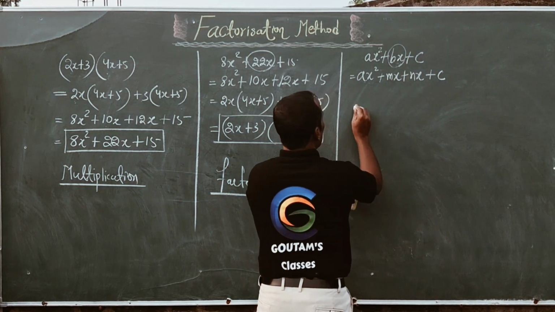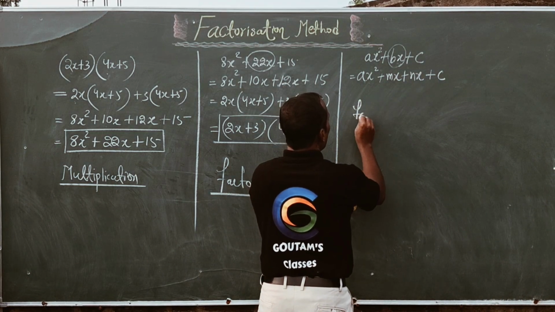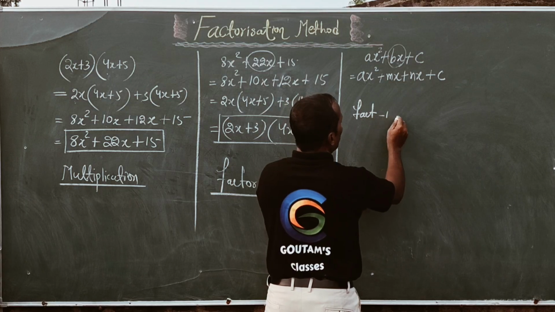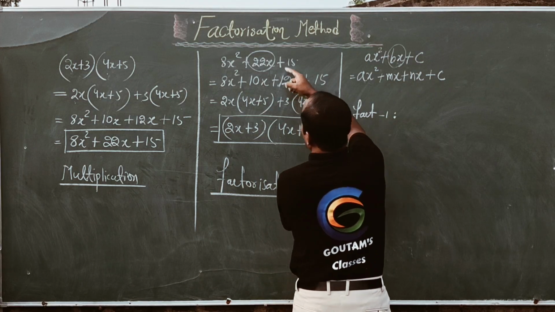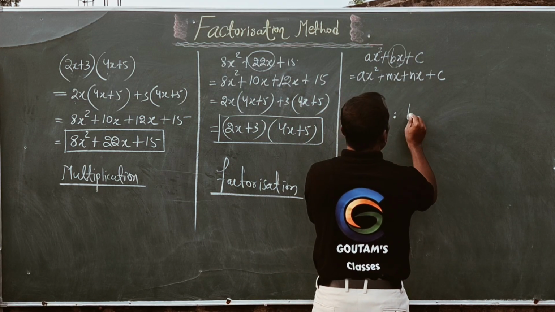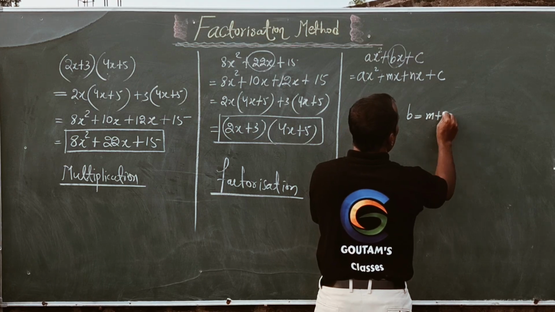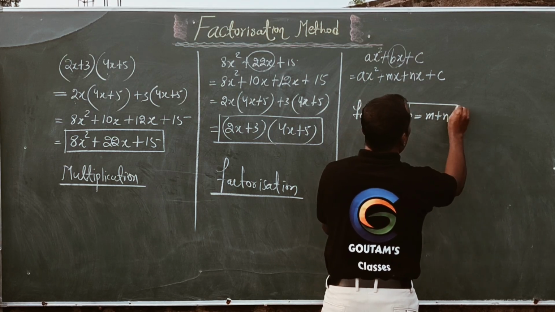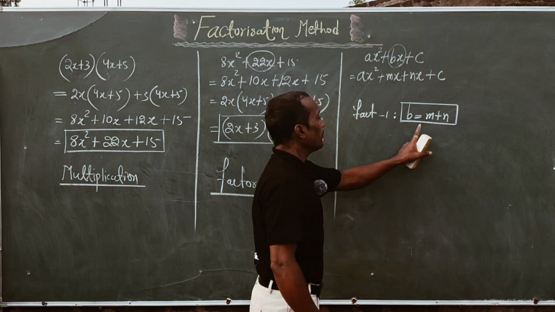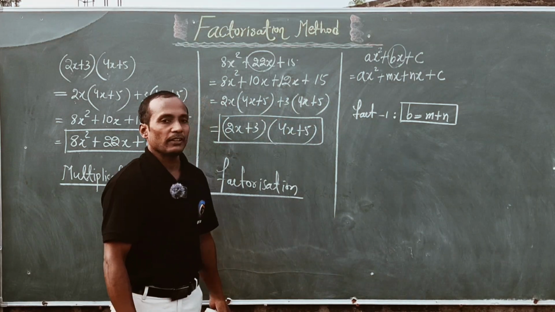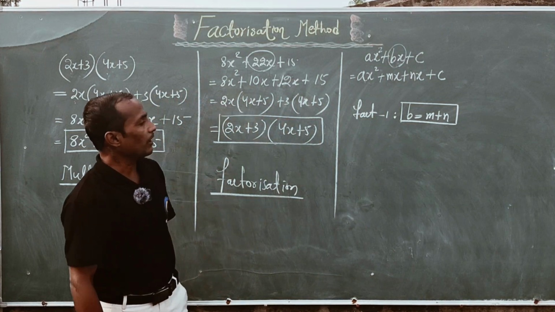This is the first fact, or first process, that we will do in the second step. So b is equal to m plus n. We have to use it. We have to follow b is equal to m plus n while performing the second step.